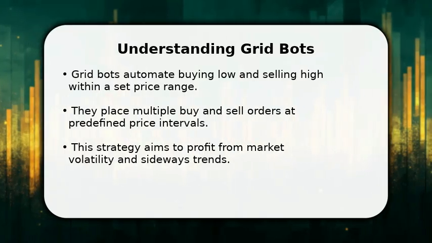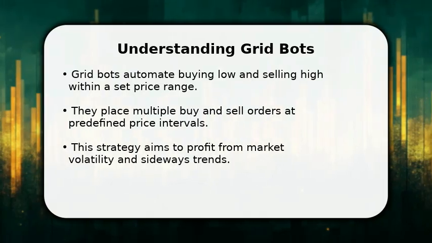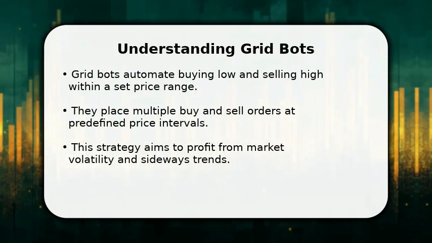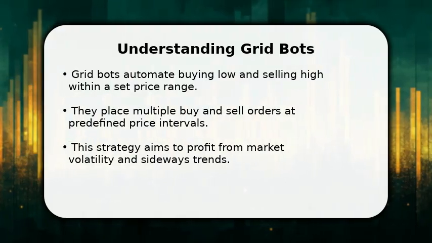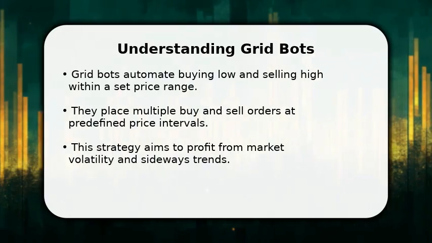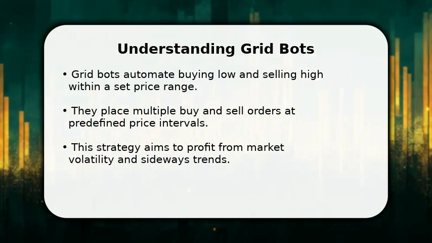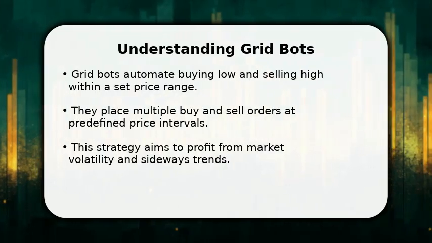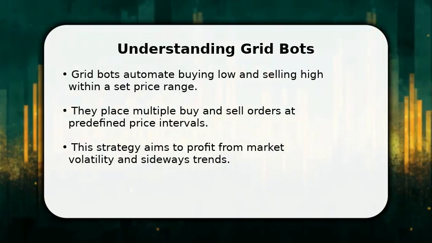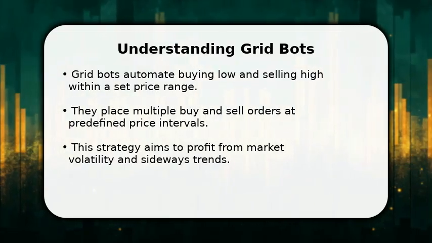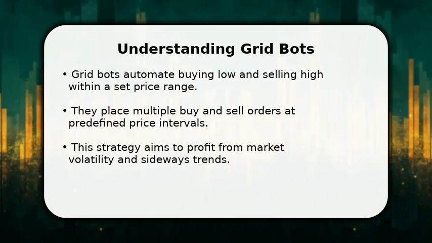In this video, I will explain how to use a Binance grid bot. A grid bot is an automated trading strategy that places a series of buy and sell orders within a specified price range. It's designed to capitalize on market fluctuations, buying when the price drops to a grid line and selling when it rises to another. This approach helps you profit from sideways markets, making small, consistent gains.